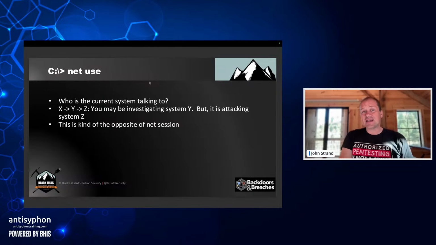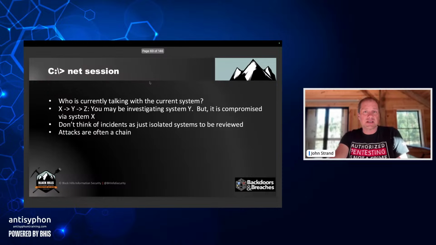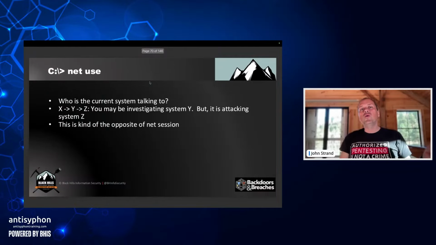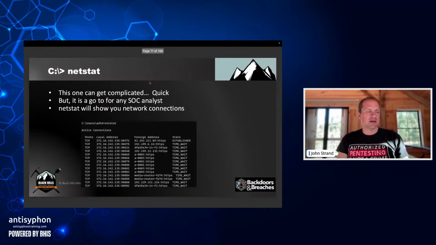Now, the inverse of that is net use. net use shows who we are talking to. We may be compromised from X to Y, and we can run net session to see that. But net use can see who we are talking to. You pay your debt to karma, you party for a living. What you take can't kill you, but be careful what you're giving. What is Y connected to? For that, in net use, we can see that outbound connection from Y to Z. Once again, kind of the opposite of net session.